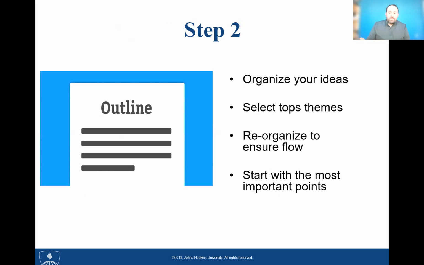The next thing you want to do is organize all your ideas. Once you've gone through these questions and had the chance to think about them, maybe you've come up with a lot of different things you'd want to say. It's probably then a good idea to select some top themes. What is it that stands out to you? What seems to be a recurring thing? And then always start with the most important points, the things that you think are most important to address. And then if you need to, reorganize so that it maybe has a different type of flow.